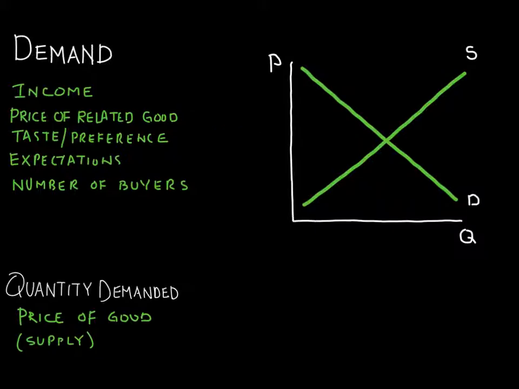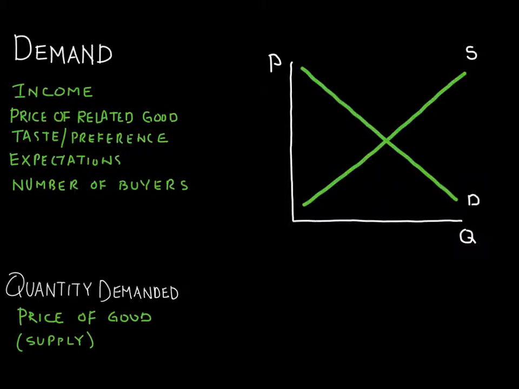I'll erase this a little bit. And then we have taste and preferences. This is straightforward. If you like something more, your demand for that good will increase. So if you like something more, you have a higher preference for it, we expect demand to shift outwards like this.